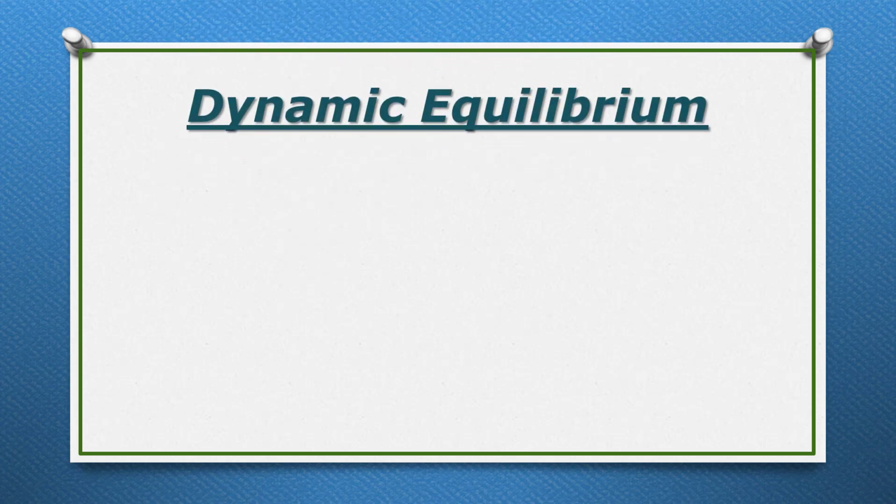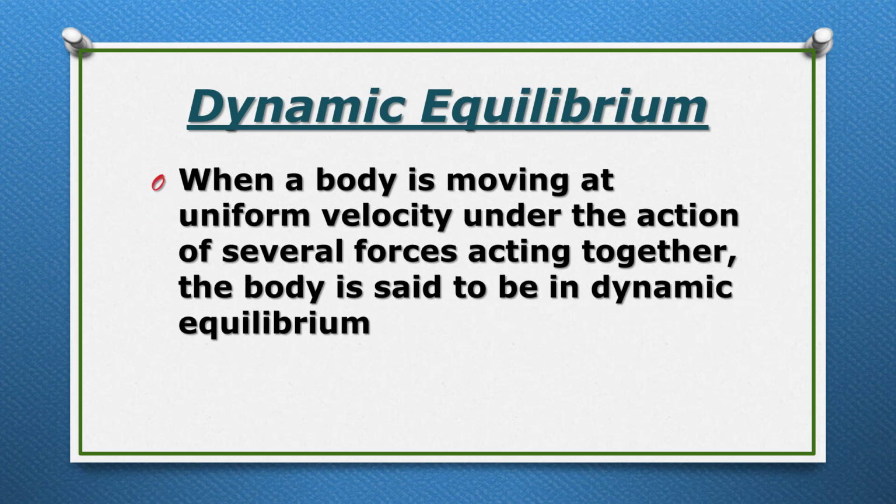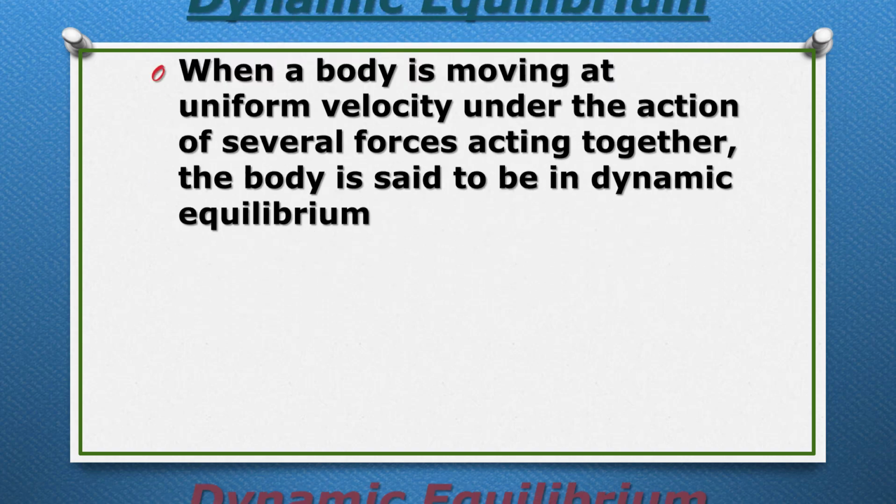Okay. Second type is dynamic equilibrium. When a body is moving at uniform velocity under the action of several forces acting together, the body is said to be in dynamic equilibrium. So we have a body which is moving at uniform velocity. There is no acceleration produced, there is no change in velocity under the action of several forces. So we say that the body is said to be in dynamic equilibrium.